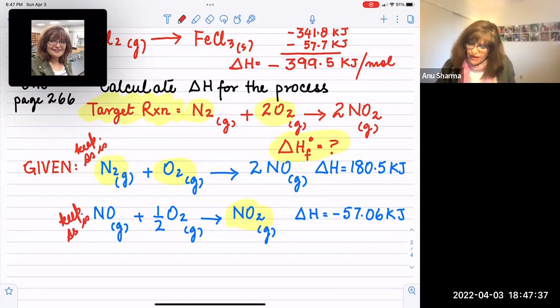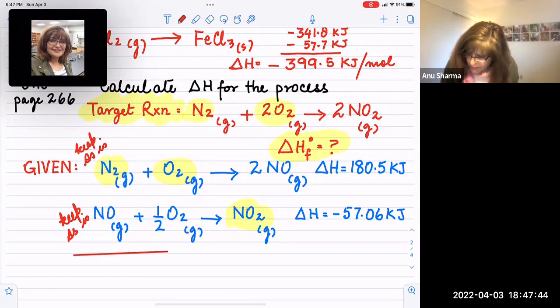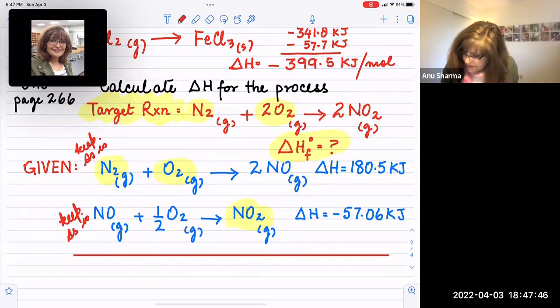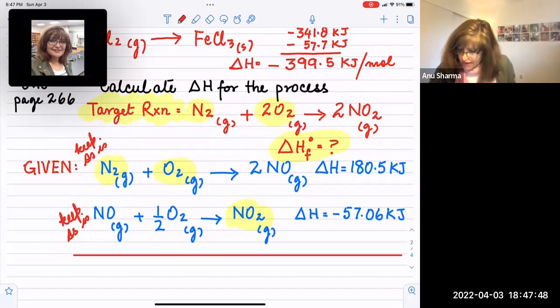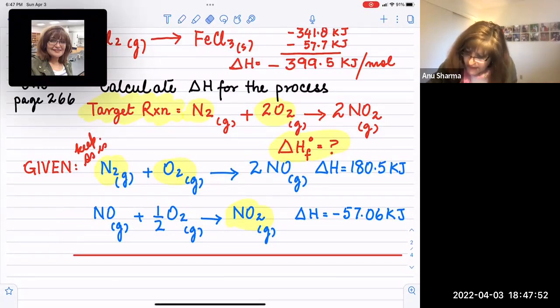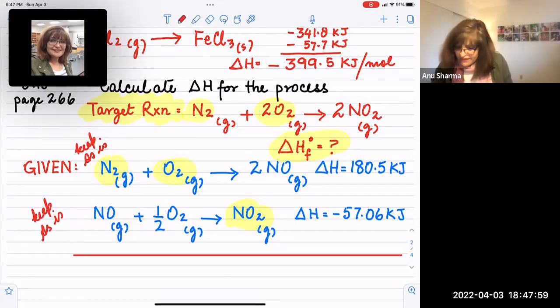Okay, so the rest of it is going to be canceled. After you do that, since we are not reversing, we can just continue here. Keep this as is. Now here we are given the 2 NO, and in this other reaction, we are given only 1 NO. So we need to multiply that by 2.